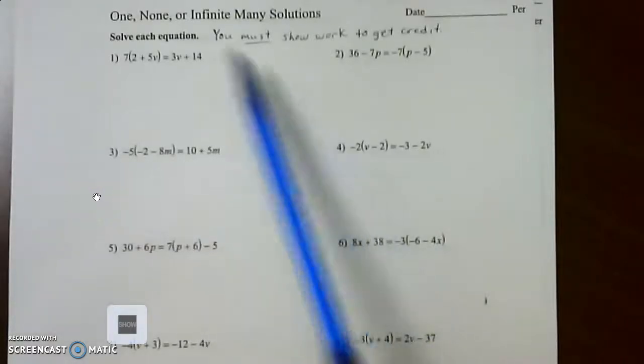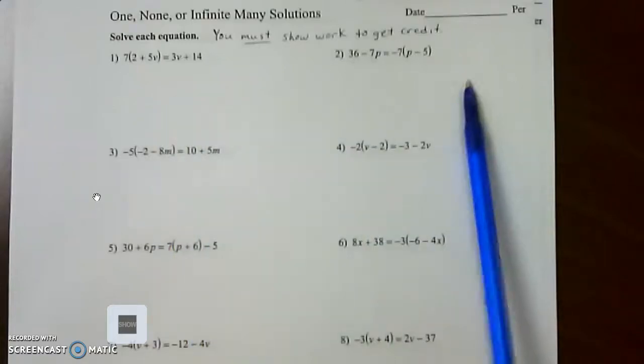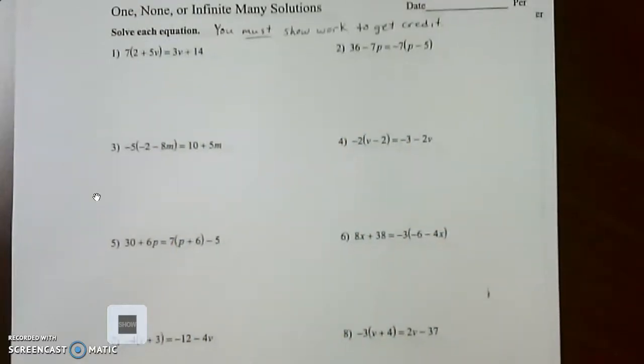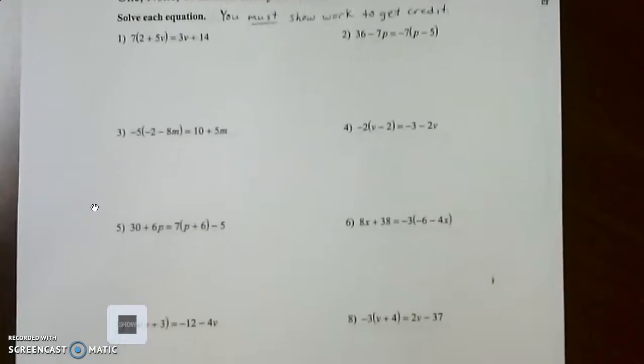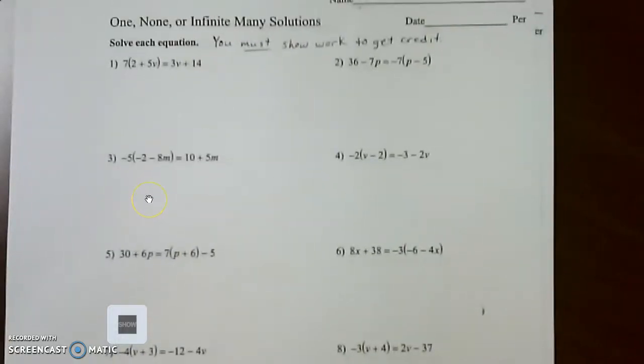But notice this. You must show work to get credit. If you just write no solution, infinite solution, one solution, you will receive a 0 on this assignment. You must show that you simplified on whatever side you have to simplify on. Okay, so they're all really just one step or so, and you're going to write one solution, no solution, or infinite solution.